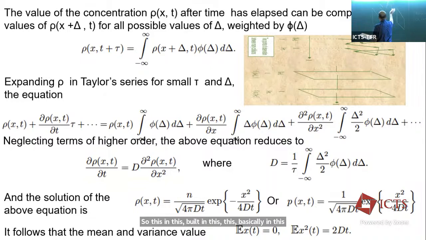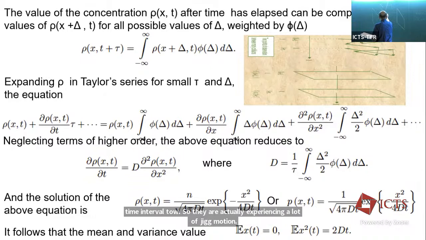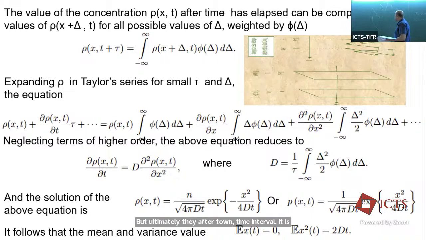But ultimately, after a time interval tau, it is experiencing a distance like that, and that is basically the delta. Okay, and so this kind of thing we are showing there. If we are interested in the evolution of that distribution function, we can write down this distribution function like that.